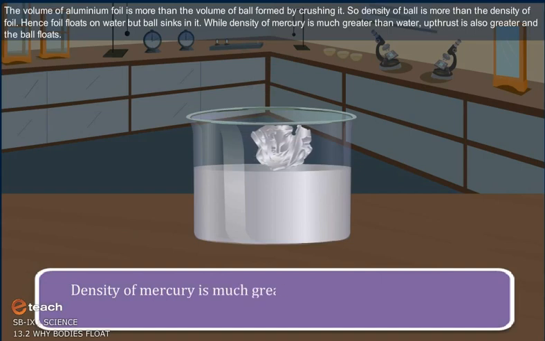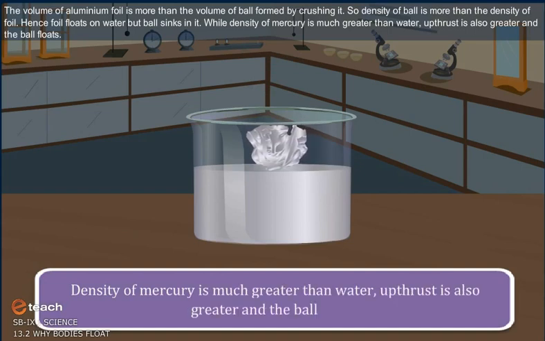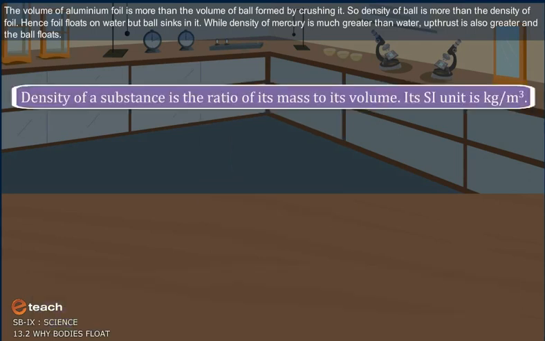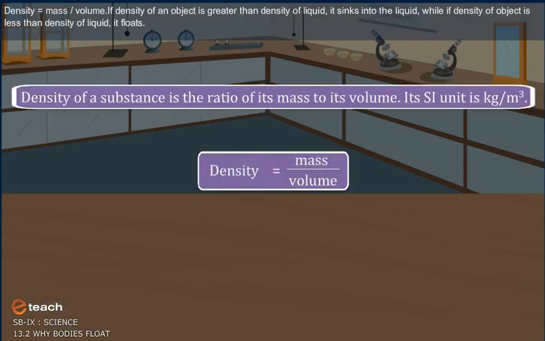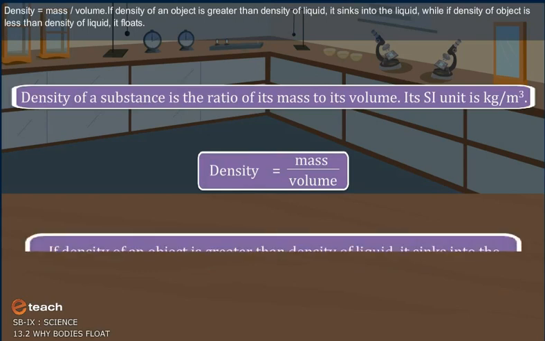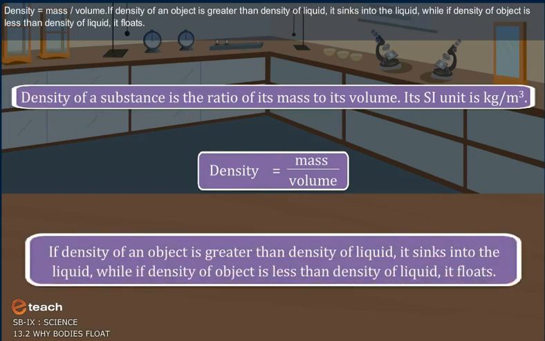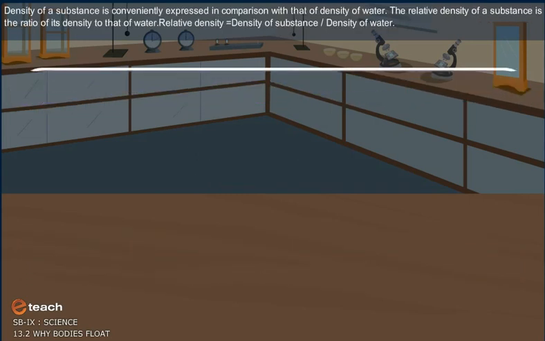Since the density of mercury is much greater than water, the upthrust is also greater and the ball floats. Density is equal to mass upon volume. If the density of an object is greater than the density of the liquid, it sinks into the liquid, while if the density of the object is less than the density of the liquid, it floats.